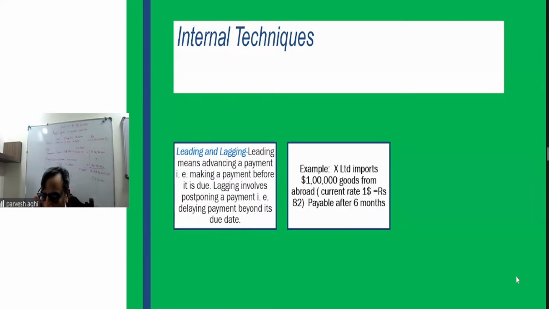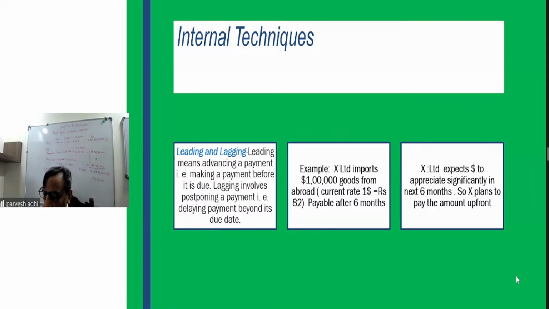So let's take an example. For example, X Limited imports 1 lakh goods from abroad. And the current rate is $1 equal to 82. The money is payable after 6 months. Now, X Limited expects the dollar to appreciate significantly in the next 6 months. So he plans to pay the amount upfront.